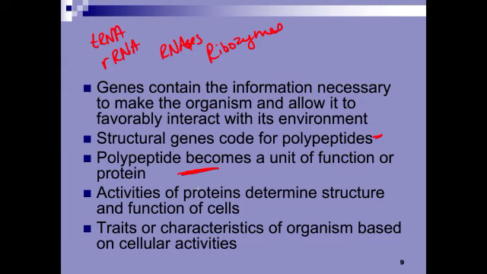So the proteins that are being expressed or being produced in a cardiac cell are responsible for that cell acting like a cardiac cell. And the proteins that are being expressed and produced in a kidney cell are responsible for that kidney cell functioning as a kidney cell and not as a cardiac cell. So the traits of cells determine the traits and characteristics of an organism, and all of those characteristics are all based on the cellular activities that are encoded for in the genome.